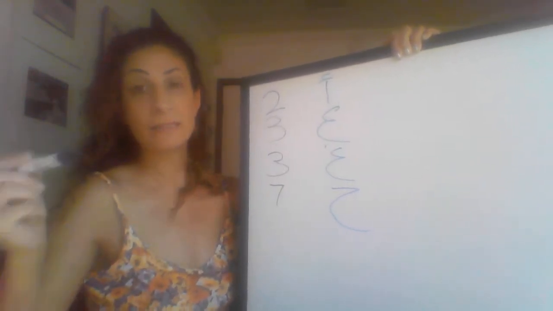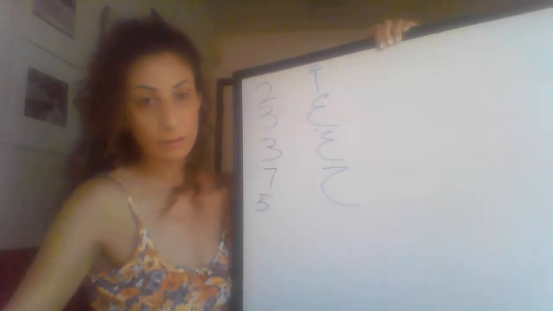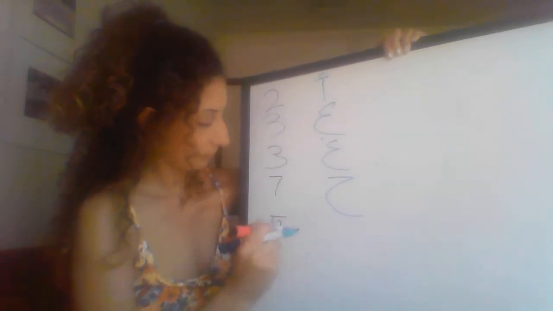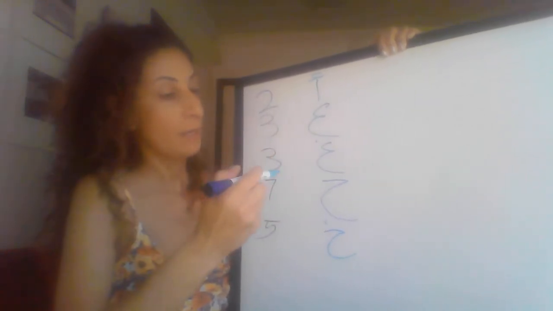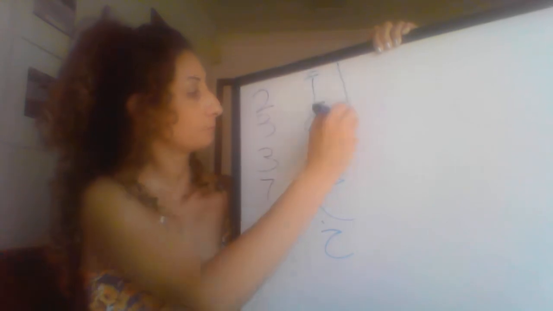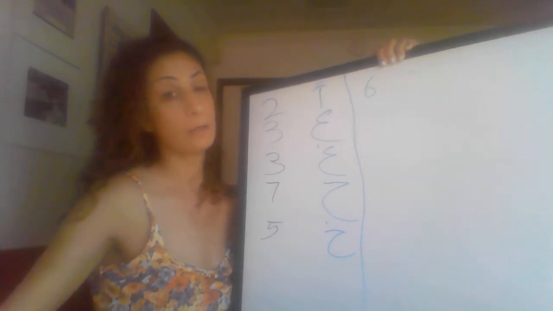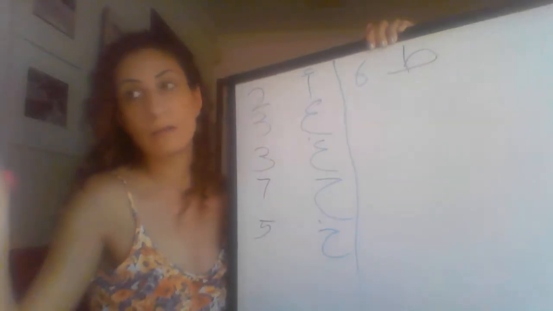Okay, so 5, 2, 3, 3 with a dot, 7. Now 5 is Kha. So these are basically the common ones. Now, a few more. 6 is Ta, which is like this letter, Ta.